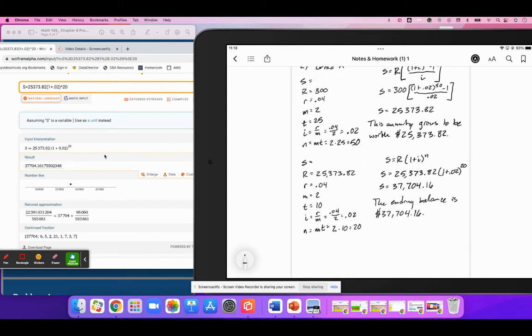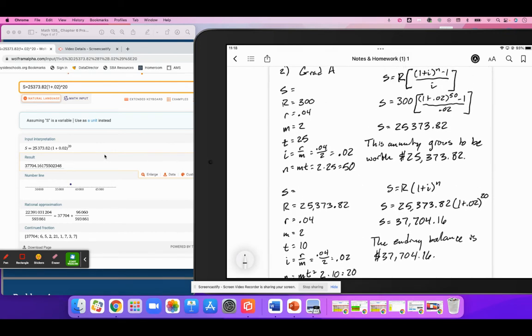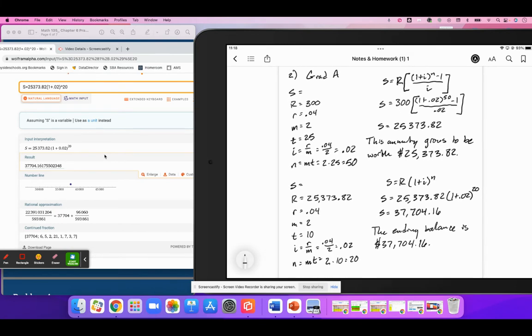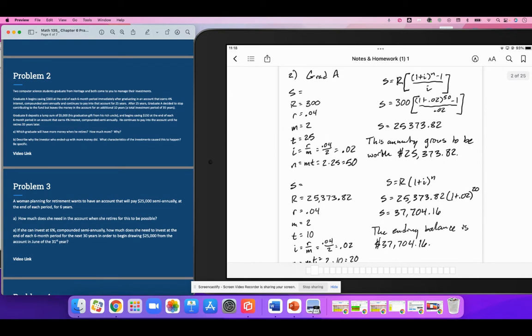Again, because this graduate only put money in the account semi-annually, you can't expect $300 to turn into $1 million if you're only putting it in the account twice a year. So with that, let's go ahead and move over to the second graduate and take a look at their situation as well.